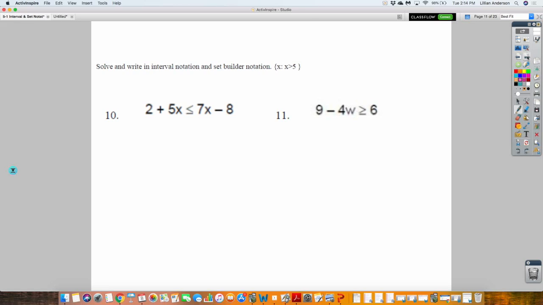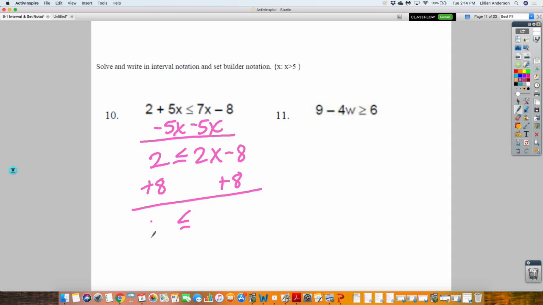When I'm solving this, I pretty much treat the inequality like an equal sign. I need to get my x's on the same side, correct? So what am I going to do? I'm going to subtract the 5x. So that leaves me with 2 is less than or equal to 2x minus 8. Add the 8s. 2 plus 8 is? So I have 10 is less than or equal to 2x, and then divide by 2.